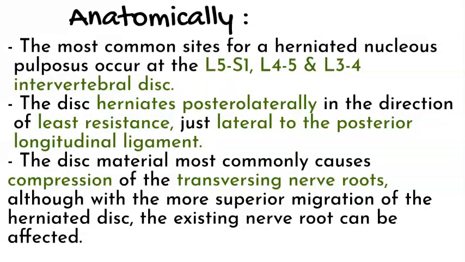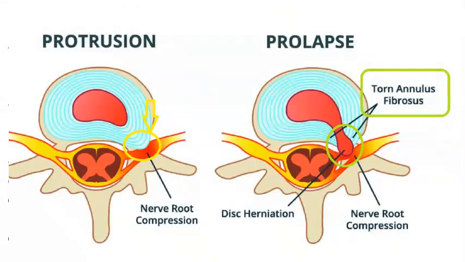This picture illustrates the difference between disc protrusion and disc prolapse. For disc protrusion, the disc protrudes and compresses the nerve root. For disc prolapse, there will be a torn annulus fibrosus whereby the prolapsed disc will impinge on the nerve root, causing compression.